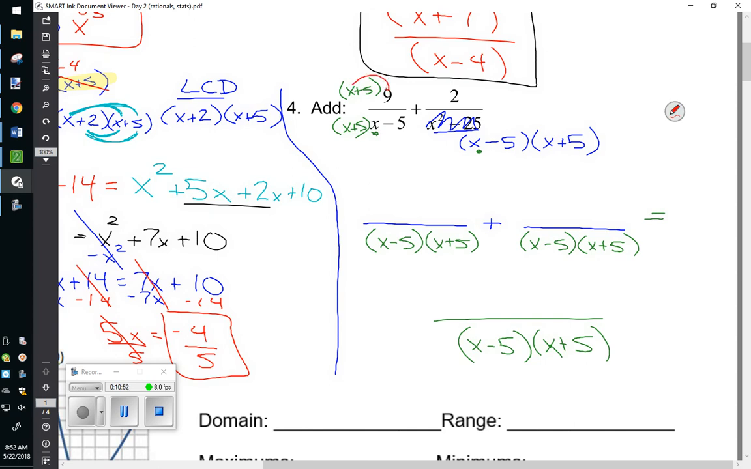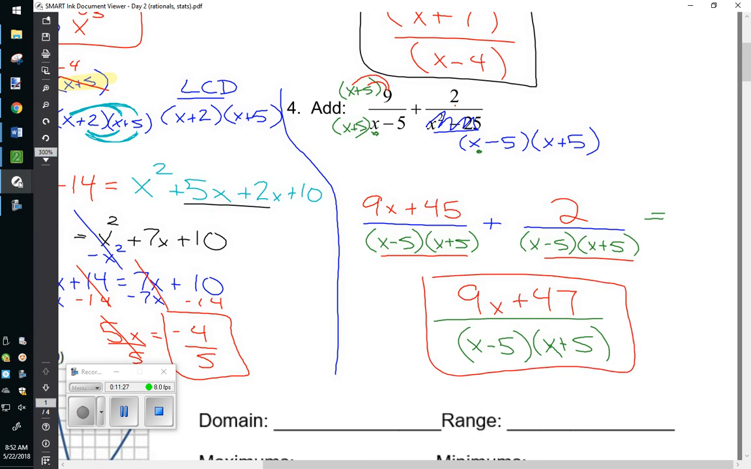I need to distribute this 9 to that x plus 5, so I get 9x plus 45. What's the next numerator going to be? 2. There's nothing else with it. Now that I have common denominators, now that those are the same, I'm just going to add 9x plus 45 plus 2, or in other words, 9x plus 47. Done. Questions there?